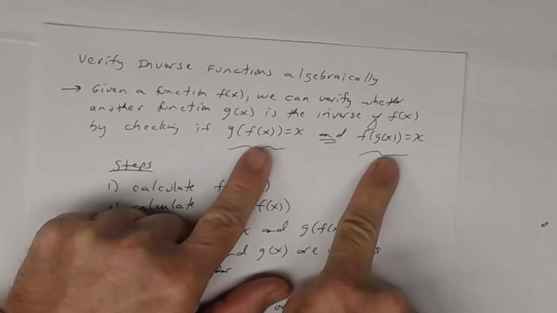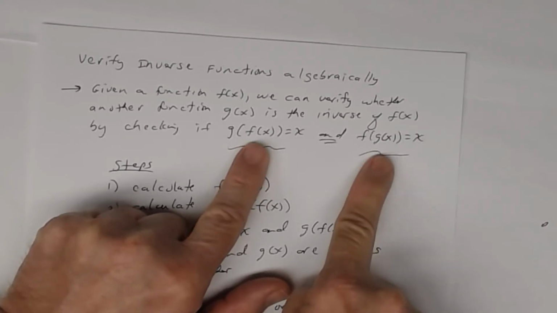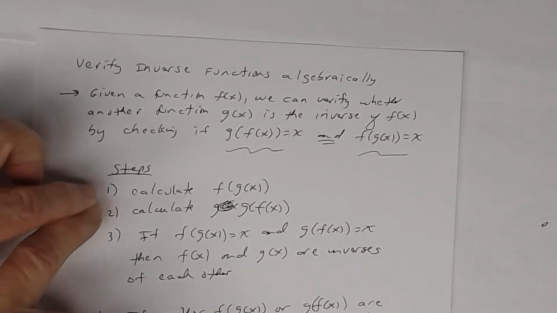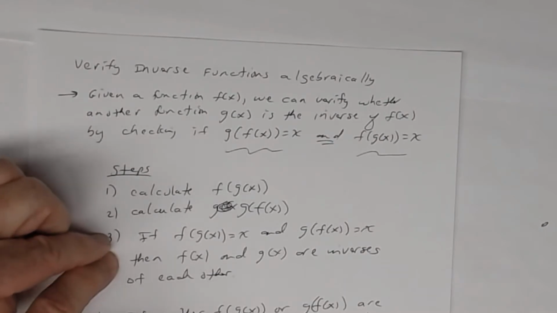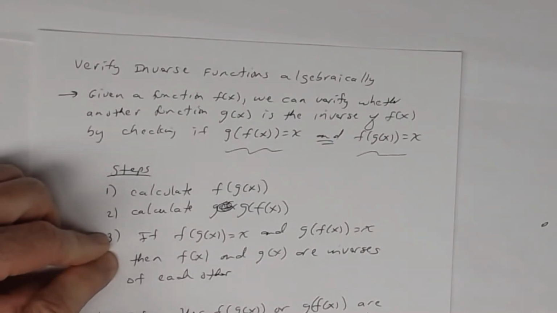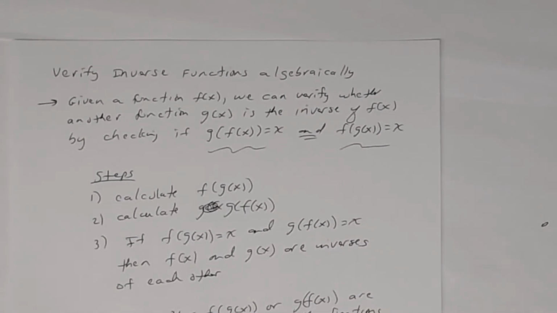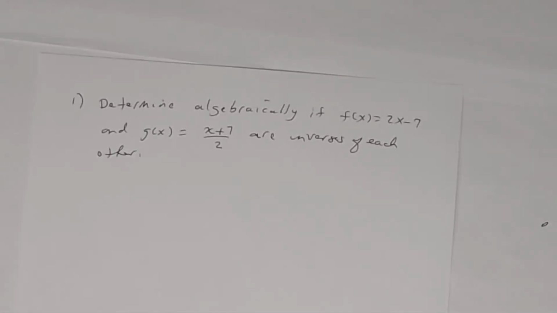In the assignments, you will have to check both, if you want all points. Don't just check one. You must check both conditions. You must do step 1, step 2, and then verify that they're both equal to x. It's not a difficult process. It's a fairly simple idea, and algebraically, the steps are easy to deal with.